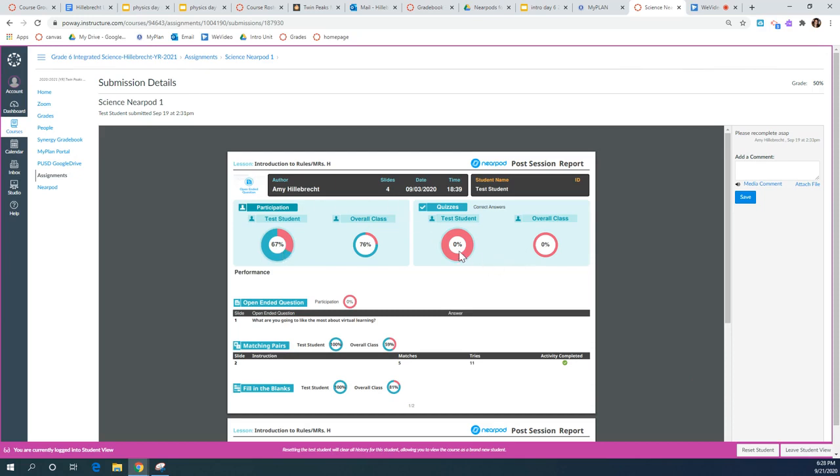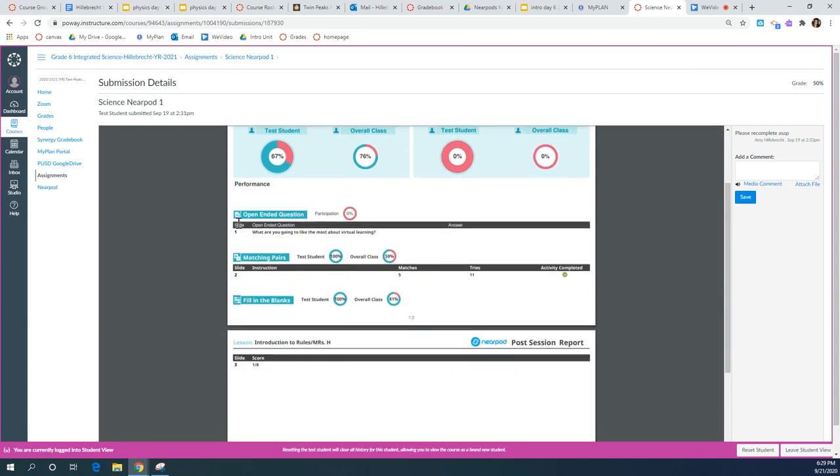Quizzes and tests. At first glance, it looks like your kid got a 0. But since the class average is 0, you realize that there was no quiz. If there's a class average of like 80 and your kid got a 0, that means there really was a quiz and your kid actually got a 0 on it. Unfortunately, Nearpod just says you have a 0 if there is no quiz.